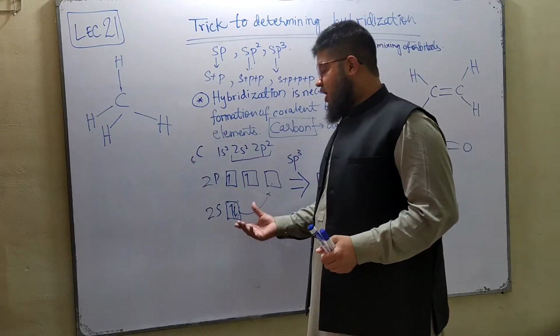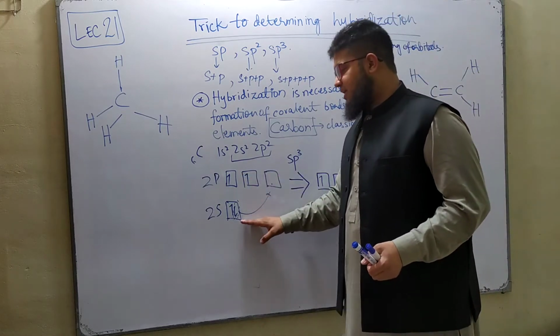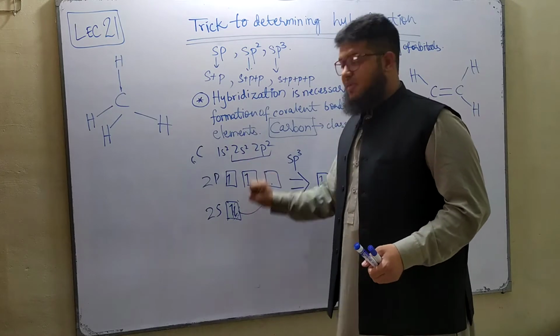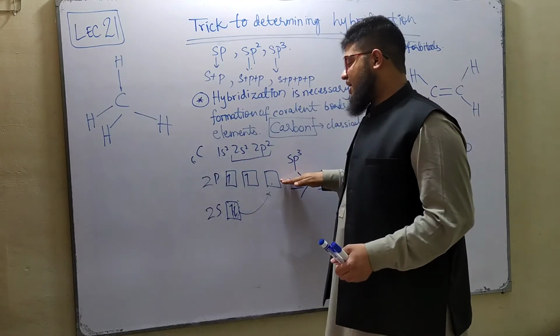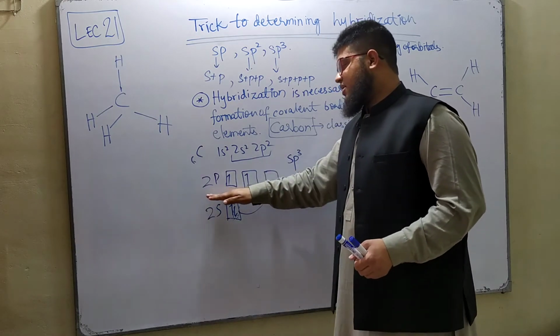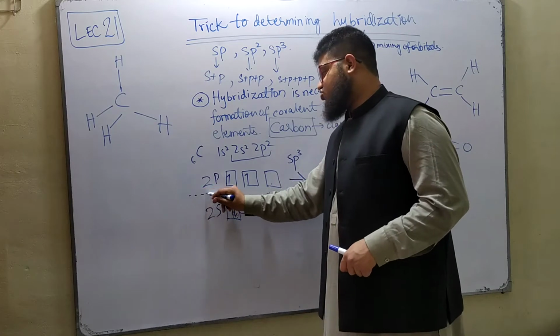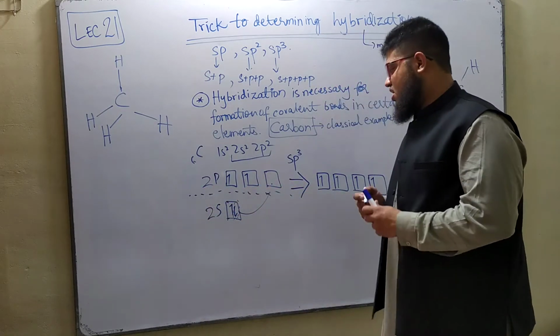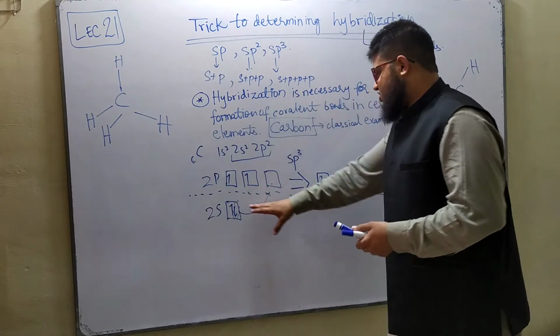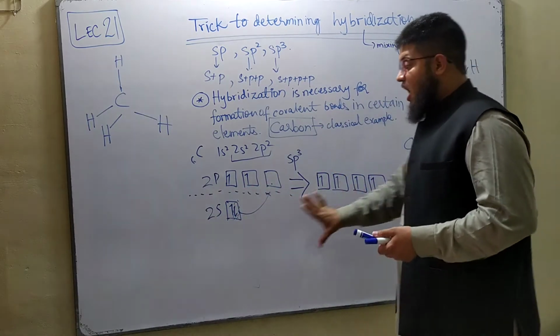In hybridization, what we need to do is bring the 2p orbitals and the s orbital and mix them. The 2p orbital is at a higher energy level and the 2s is at a lower energy level. After mixing, a hybrid orbital will be formed, which will be at an intermediate level between the 2s and the 2p. So it's going to be somewhere over here. I didn't draw it on the dotted line, but rather I have shown them over here. How are we going to mix them?